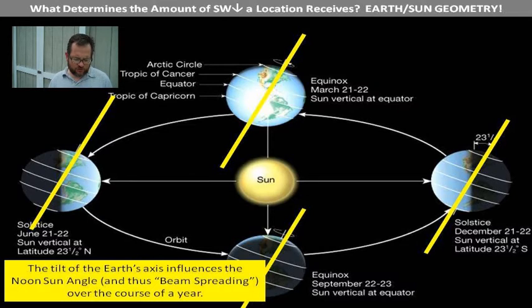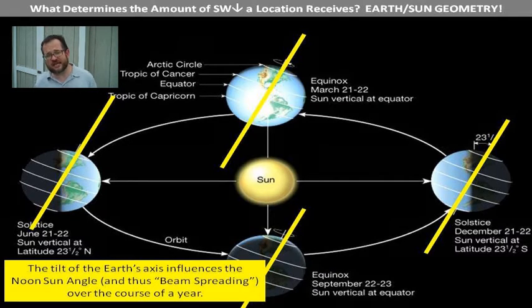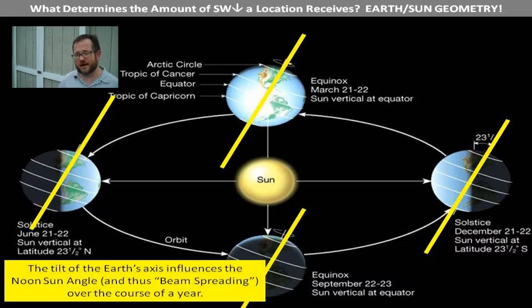And as the Earth goes around the Sun, that tilt of the Earth's axis is going to result in changes in the length of daylight for different locations, changes in the noon-sun angle for different locations, and therefore changes in the amount of shortwave radiation being received by the surface, and ultimately changes in the seasons and so on.